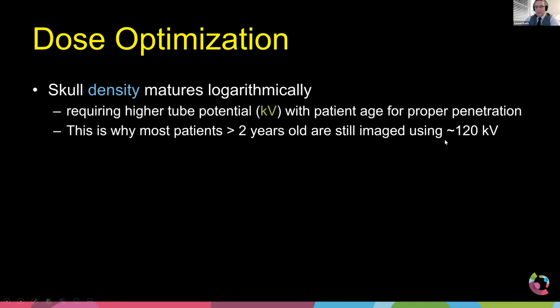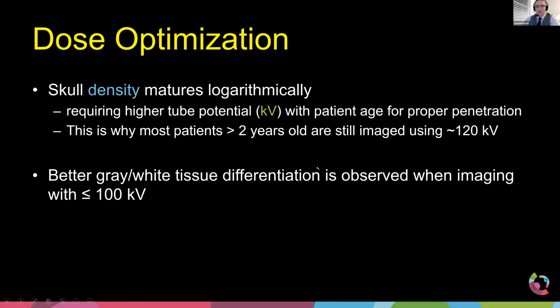Some may allow you to set something besides 120, but generally speaking, after 2 years old, you're imaging at 120 kV. Now, the caveat to that is you really get better gray-white differentiation, better contrast at 100 or less kV. The higher the kV, the lower the inherent contrast in the image. And so in a perfect world, we'd really like to image using 100 kV.